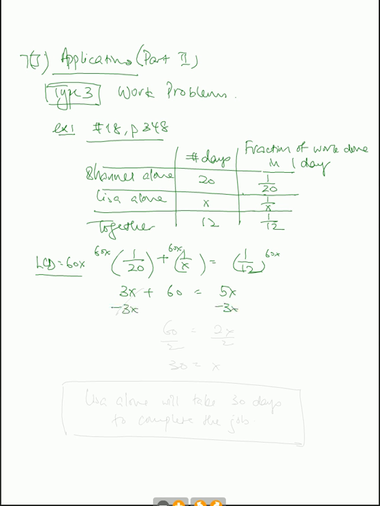Solving this, I'm subtracting 3x on both sides. So 60 is equal to 2x. And if you divide by 2, that tells you x is 30. So in answer to the question, Lisa alone will take 30 days. Lisa alone will take 30 days to complete the job.